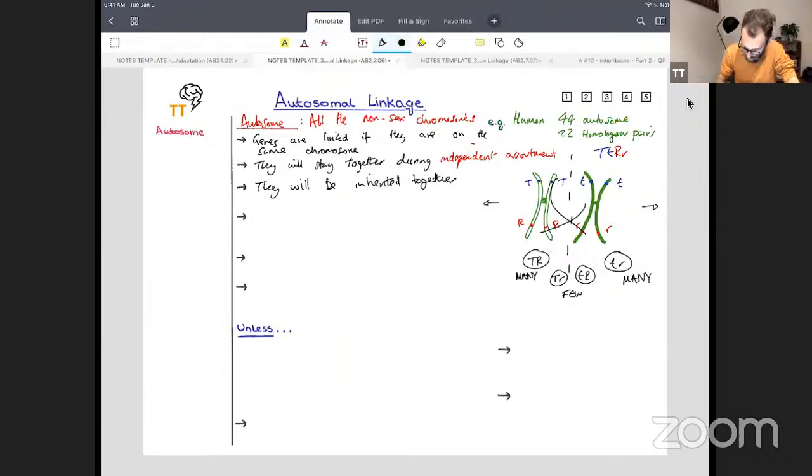These are the gametes that can be made by the parent who is like this.